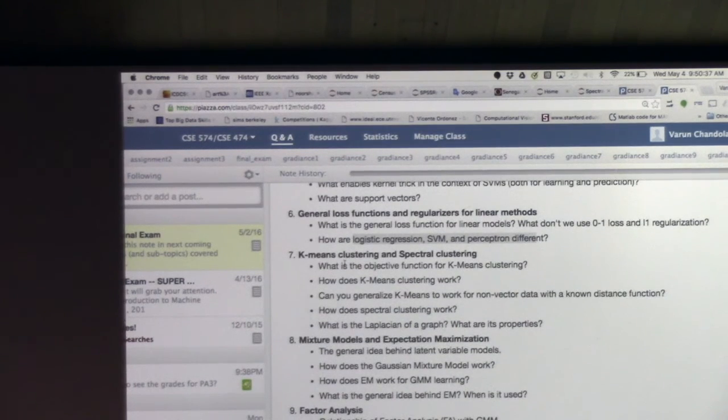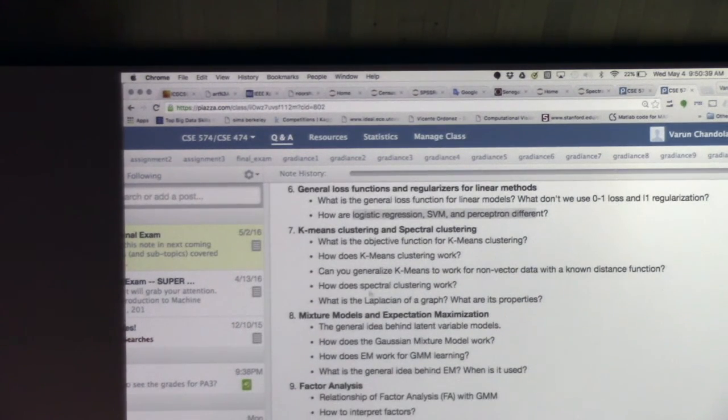Then we looked at k-means clustering, spectral clustering, so you want to understand that. This is essentially what we did today. So you can, but I folded it into that discussion.